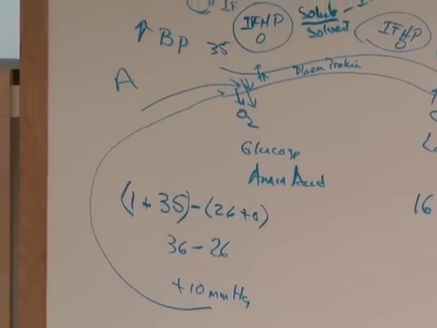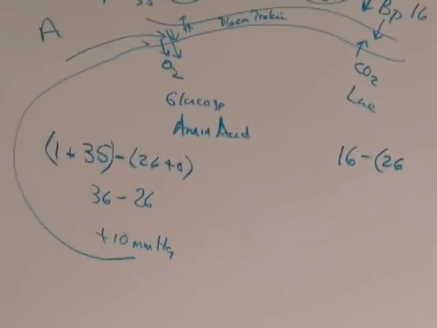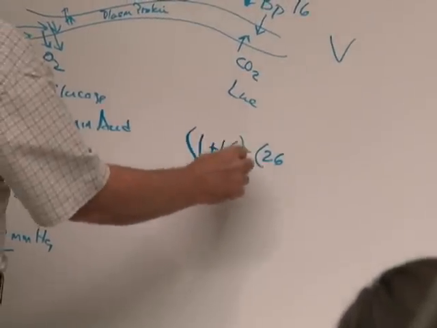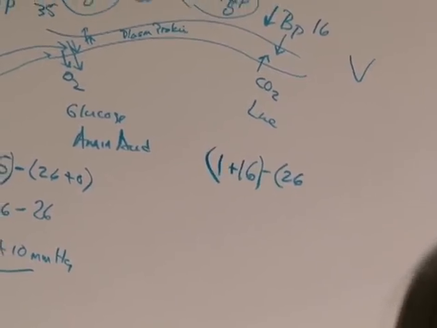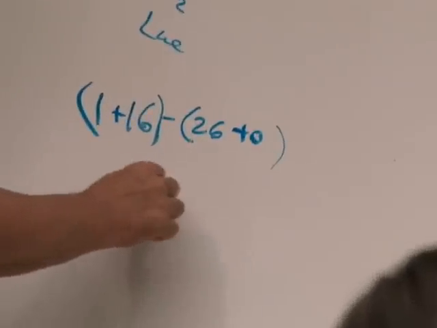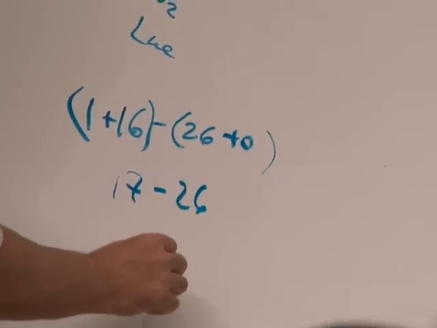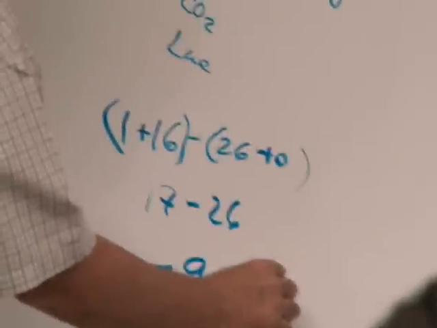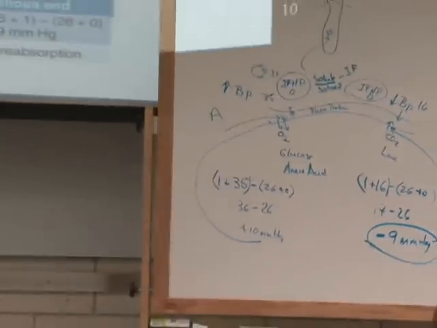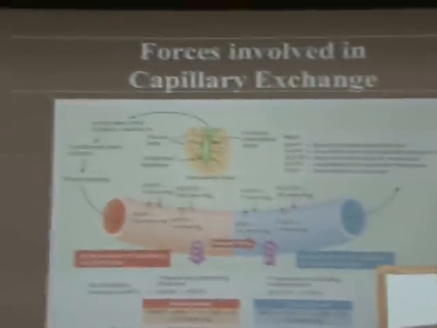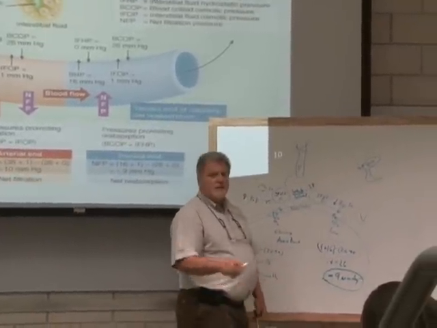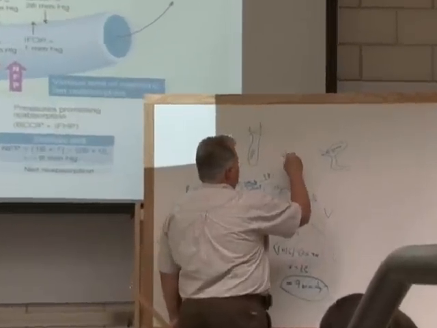Right? Now, if we look at the venule side, for all practical purposes, interstitial fluid osmotic pressure doesn't change if you've got somebody who's healthy. So 16 plus 1. And again, interstitial fluid hydrostatic pressure, if you have somebody who's healthy, is 0. So now we end up with 17 minus 26. So we end up with a negative number, which is negative 9 millimeters of mercury. And this negative 9 is the pressure that's driving the fluid back into the cardiovascular system. So in an ideal world, we want 10 on both sides, then we get even exchange. The fact that we have a pressure of 10 here and a pressure of 9 here actually tells us that we retain interstitial fluid.